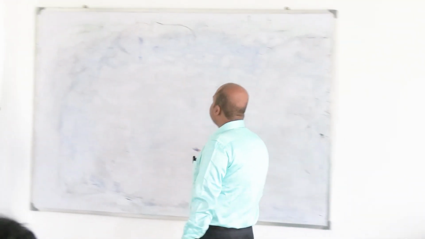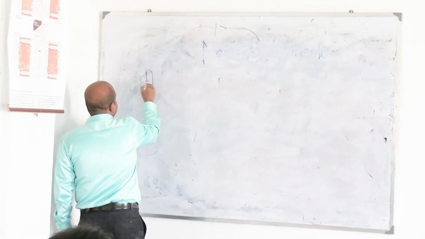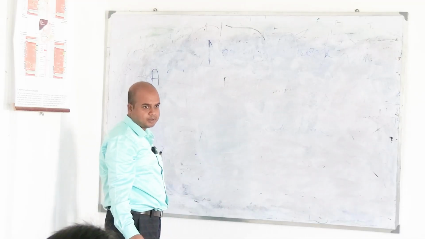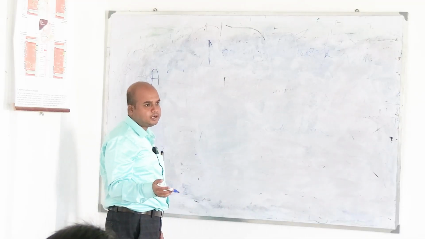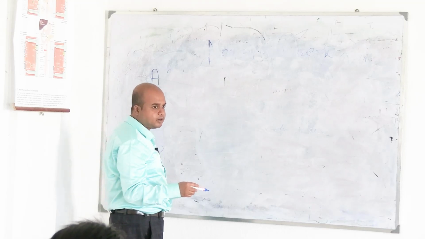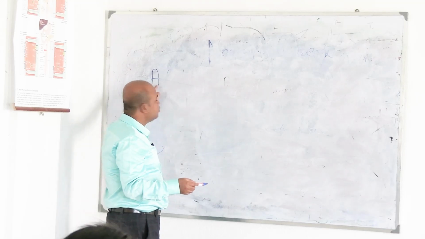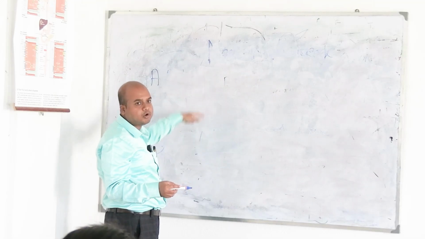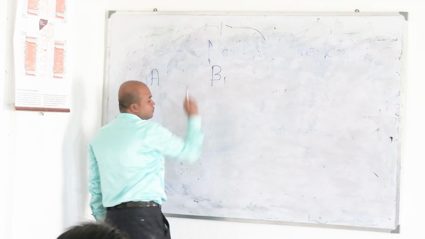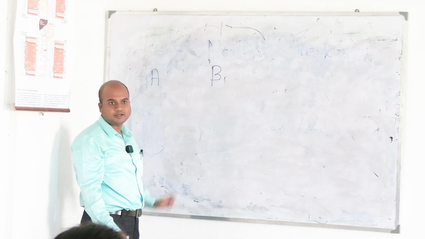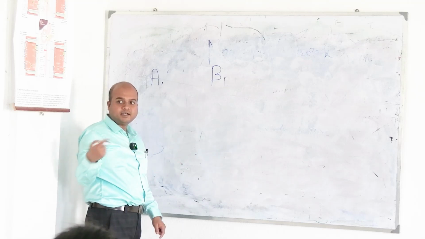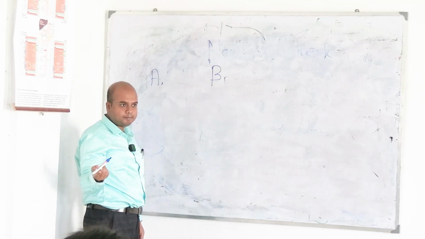So, if antigen A is present in one person's blood, which antibody is present in that person's plasma? A will be present on the surface of the RBC, so what will be present in plasma? Anti-B, which is designated by beta. Now, antigen D may or may not be present.